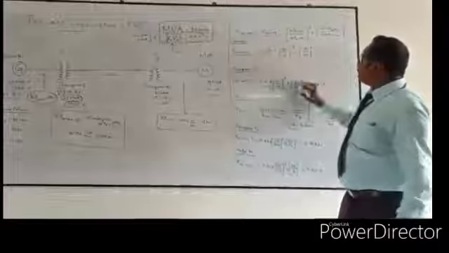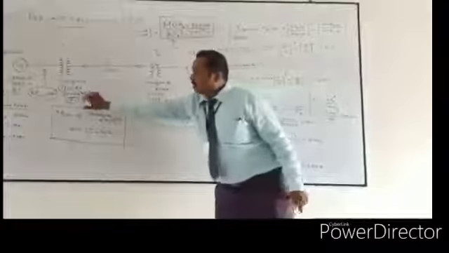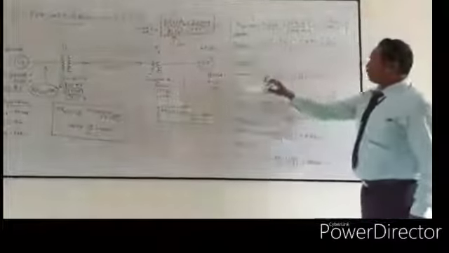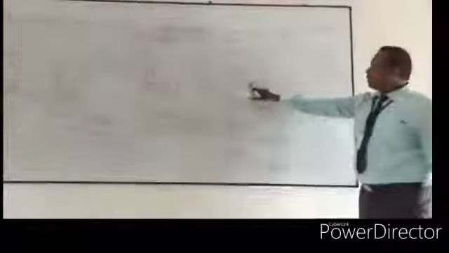So 30, and what is the rating of the transformer? This is 25 MVA, which is presented here. So finally the new per unit value for the transformer T1 is equal to 0.145 per unit.